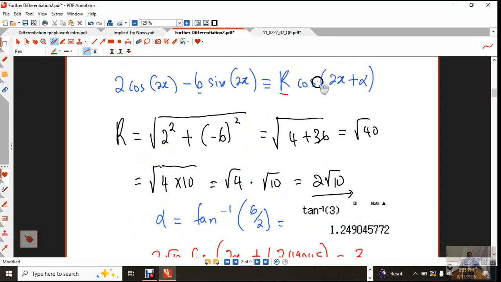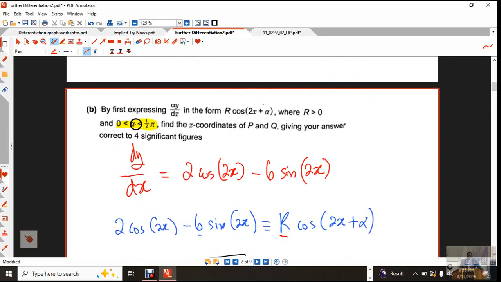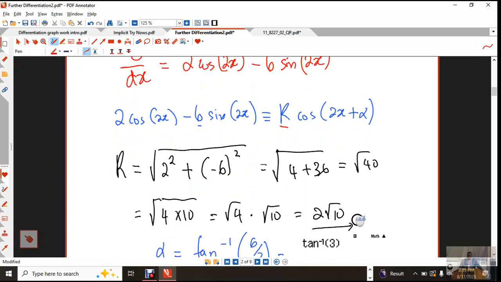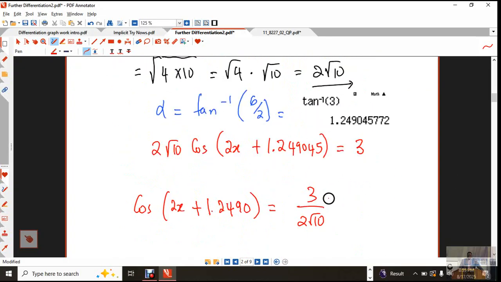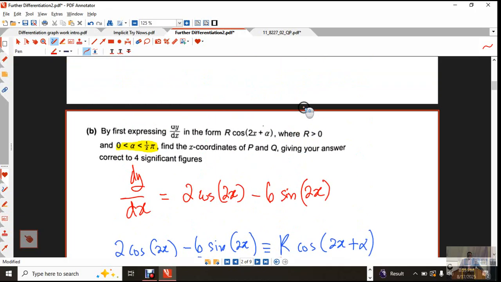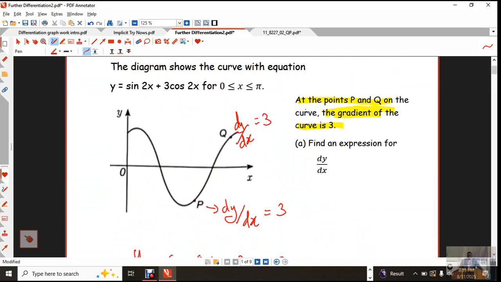The question says we have to find the x coordinates, and our alpha is obviously the 1.2. So we know from this that our answer should be in the first quadrant as well as in the second quadrant. But I'm looking at what is happening. They're saying the diagram shows the curve with the equation. So this curve is just from 0 to pi radians. It's just a part of it.